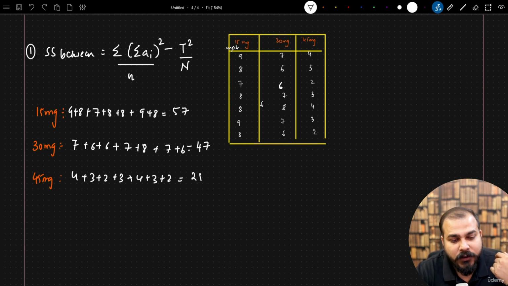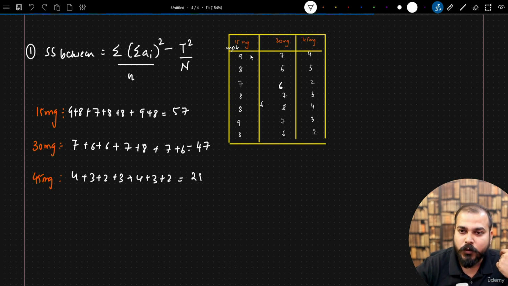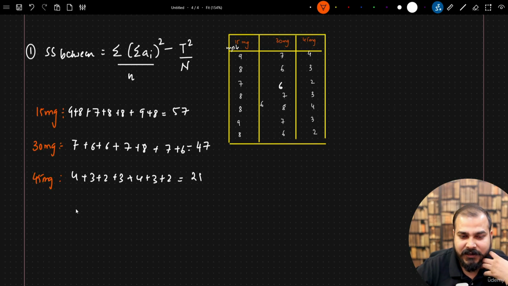Now the next step is that we write the summation of A_i whole squared. So this will be nothing but 57 squared plus 47 squared plus 21 squared, divided by small n. What is small n?